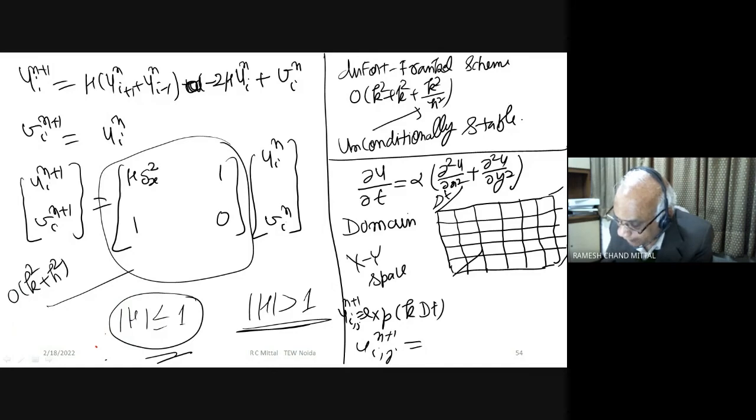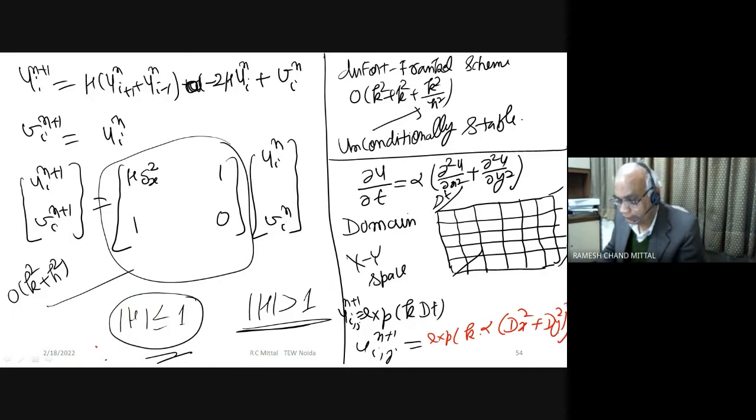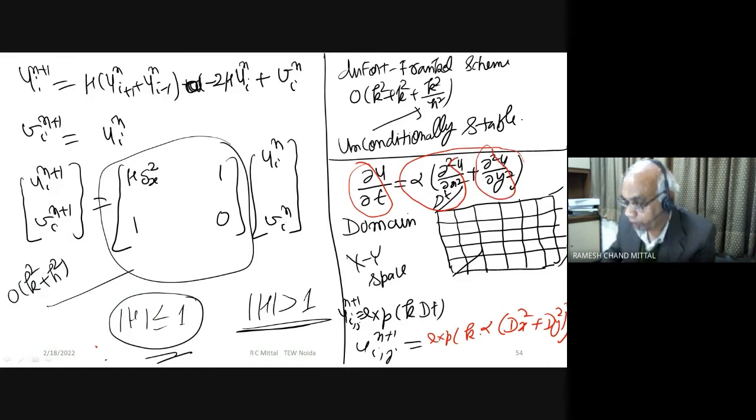You get e^{k dt}, and k dt is k times alpha (dx² plus dy²). This is what I have, because from the differential equation, du by dt is nothing but alpha times d²u by dx² and d²u by dy². So this is my u_ij^{n+1}.